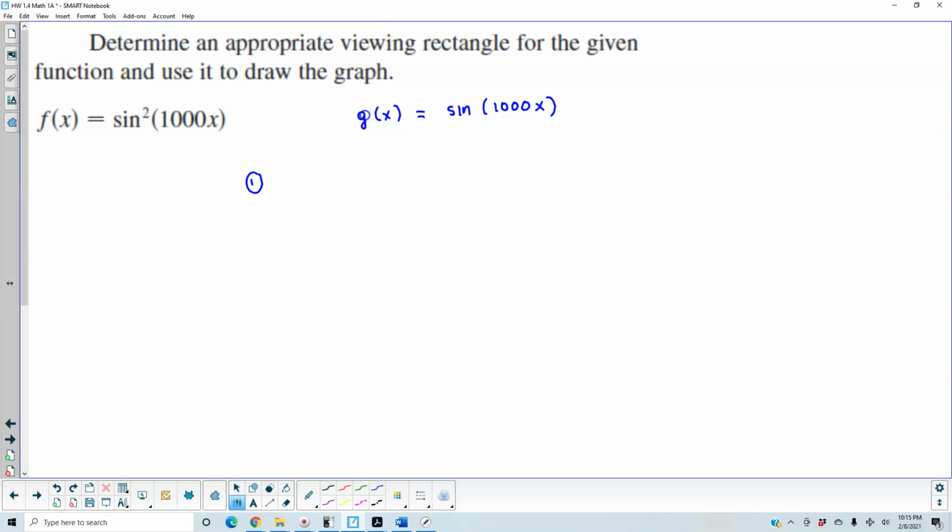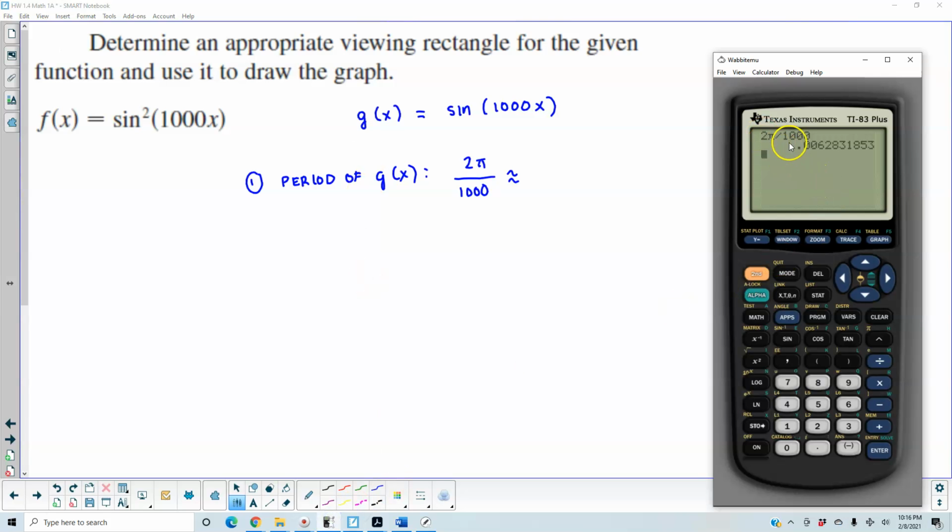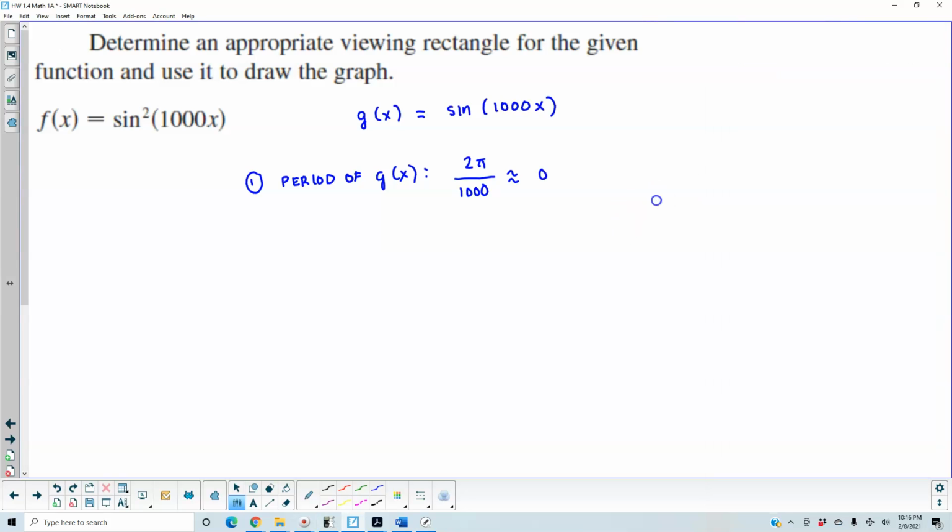So what we want to do is first find the period of g of x. In order to do that, we're going to take 2 pi and then divide that by 1000. Okay, now if we submit that on our calculator, 2 pi divided by 1000 gives us 0.0063. So then that would tell us that g is in the range between -1 and 1.